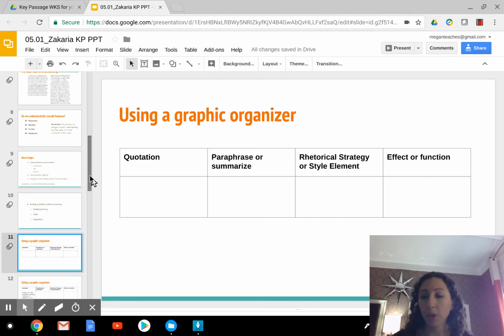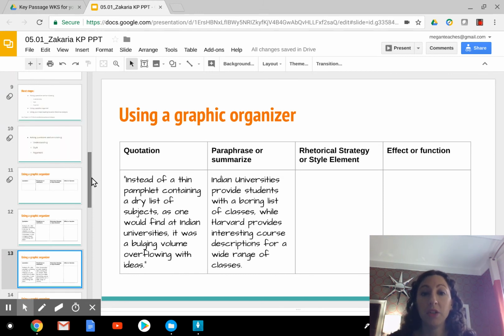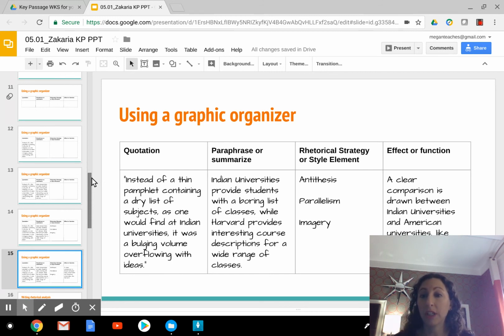Okay, so the quotation I selected was, "Instead of a thin pamphlet containing a dry list of subjects, as one would find at Indian universities, it was a bulging volume overflowing with ideas." That's just one quotation I wanted to talk about with you all. Obviously, there's much more here we can get into, any of those things that we just annotated. Putting it into my own words, I said Indian universities provide students with a boring list of classes, while Harvard provides interesting course descriptions for a wide range of classes. Your paraphrase may be slightly different, but we're getting at the same idea. The strategies I noticed were antithesis, parallelism, and imagery. And the way I worded the effect was that a clear comparison is drawn between Indian universities and American universities like Harvard.